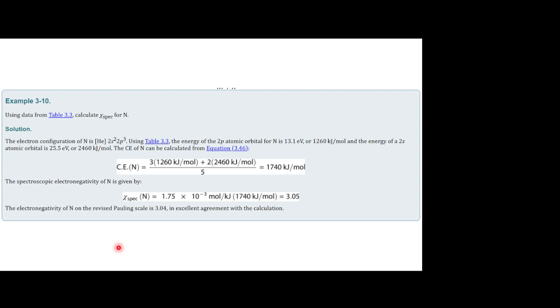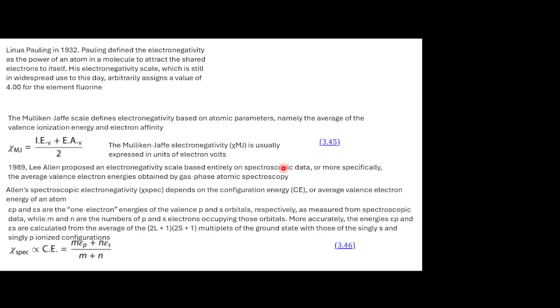Fantastic. Okay. And so if we look on table 3.3, the energy of the 2p atomic orbital for nitrogen is 13.1 eV. If we want kilojoules per mole, that would be 1260 kilojoules per mole. We look at the 2s atomic orbital. That's 25.5 eV, 2460 kilojoules per mole. So we can go ahead and take the formula from equation 3.46, which is this one right here.